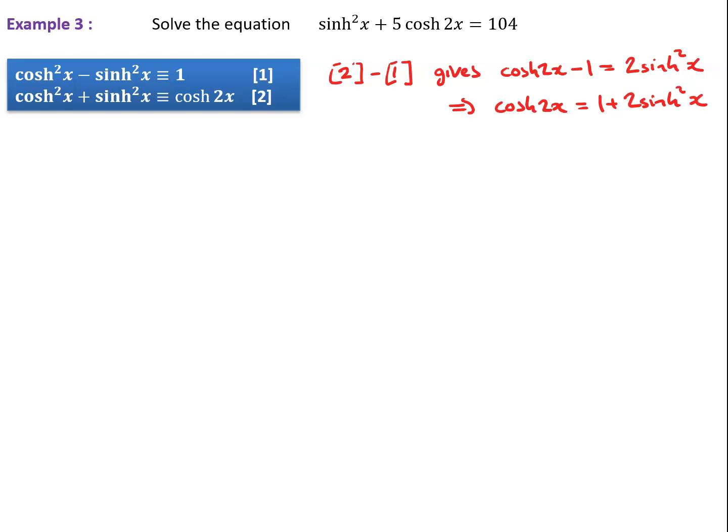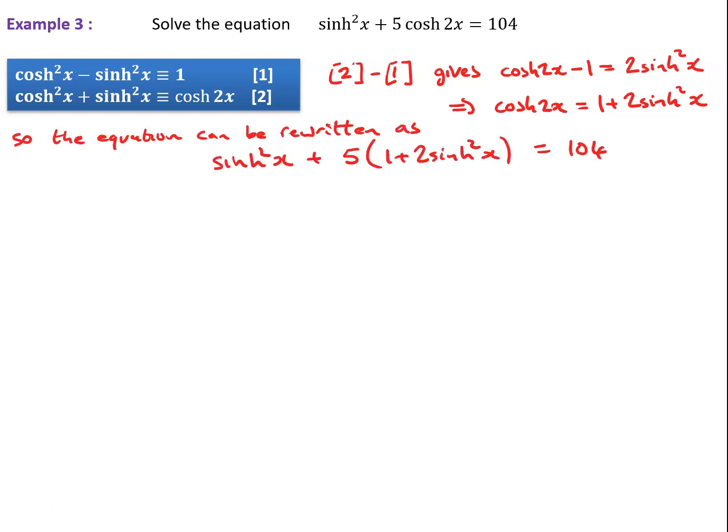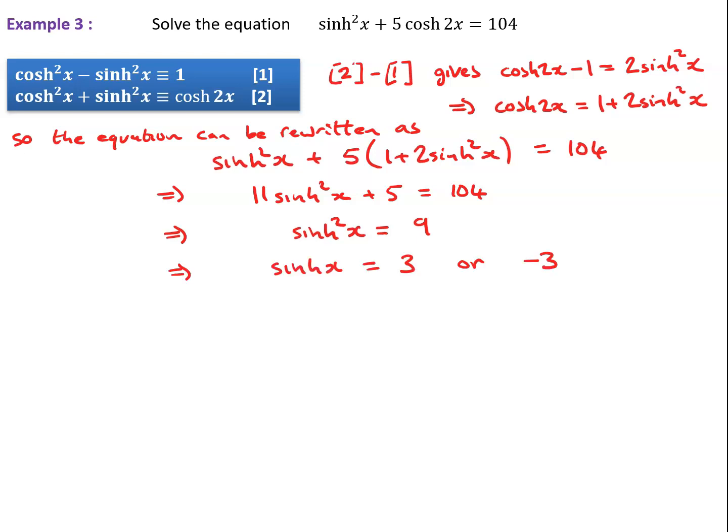Substituting this into the equation that we've got now gives me sine squared x plus 5 lots of 1 plus 2 sine squared x must equal 104. In other words, we've got 11 sine squared x plus 5 must equal 104. Or sine squared x equals 9, which in turn gives me that sine x must equal 3 or minus 3.